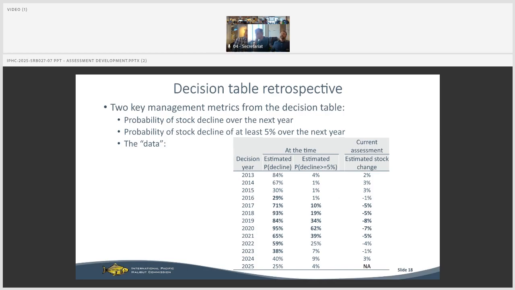So what I've color coded here, these are at the time, based on the stock assessment projecting forward into the next year. So the decision year 2013 is based on the 2012 stock assessment, saying, okay, next year, if you take this catch, this is the probability the stock's going to go down, and this is the probability it's going to go down by at least 5%, based on the catch limits that were adopted at that time. What I've highlighted in bold here are the right answer, effectively. So these are the years when the stock did decline, and these years in bold are the years when the stock did decline by at least 5%.